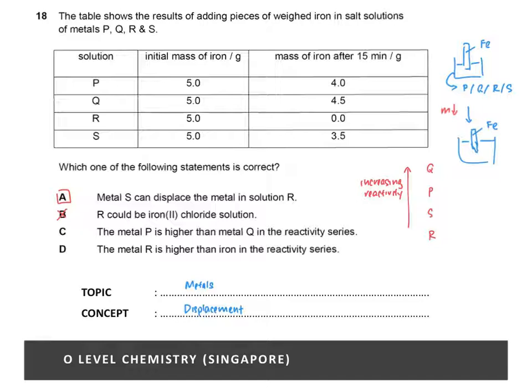Metal P is higher than metal Q in the reactivity series. This is wrong if we look at the series that we have just constructed. Metal R is higher than iron in the reactivity series. That is also wrong because if R is more reactive than iron, there shouldn't be any displacement reaction happening, meaning the mass of iron after 15 minutes should still be 5 grams.